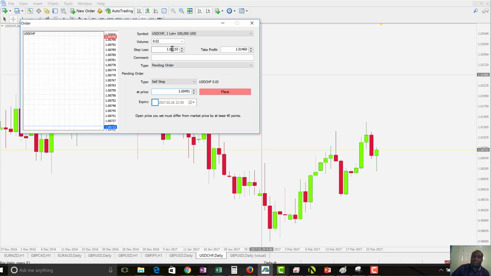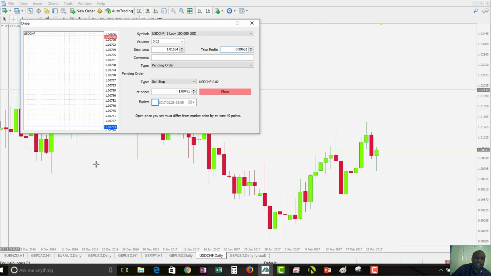So I can put the stop loss there, 1.01164, and then my take profit will be below my anticipated entry price. So I can put it at 0.99662, and that's it. Just hit the place button, and we then expect price to continue to go in the direction we anticipate. Okay, I hope that's a bit clear for you.